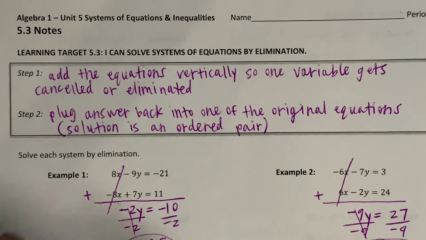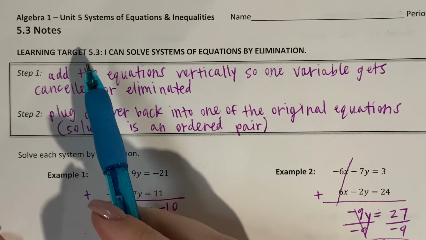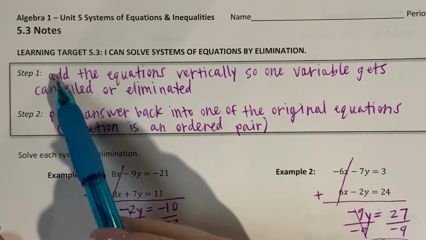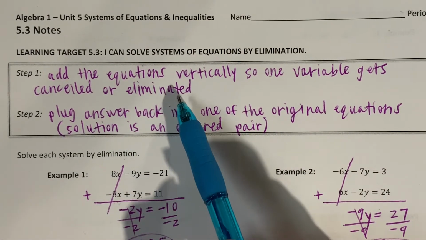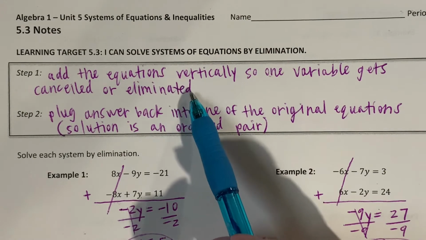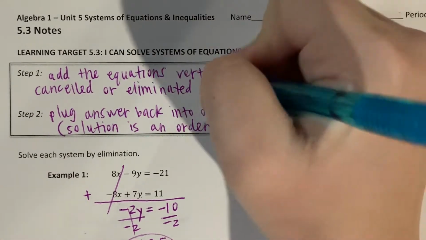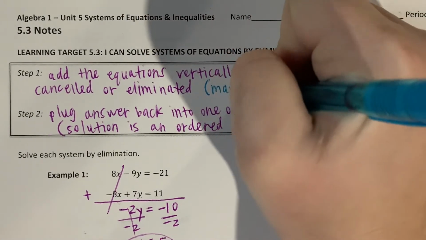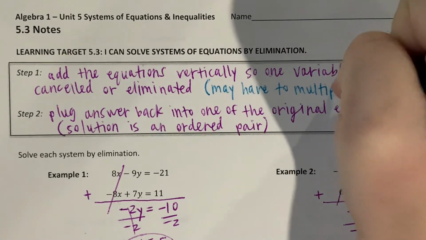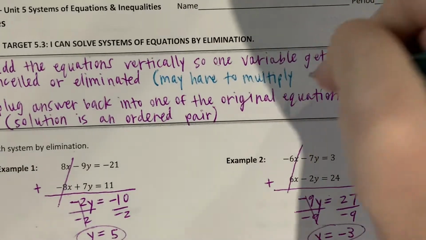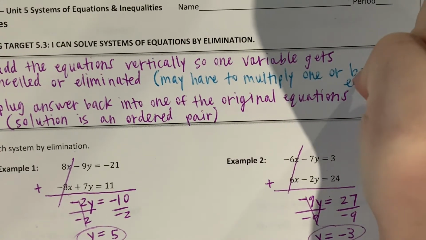Hi everybody, Mrs. Bolin here, and we are still looking at Learning Target 5.3, and we're going to continue on the back side of our notes. We'll still do step 1 where we're adding the equations vertically so one variable gets canceled or eliminated, but there's one additional step that we're going to have to do, and so let's add a set of parentheses here, and I'm going to write: may have to multiply one or both equations.